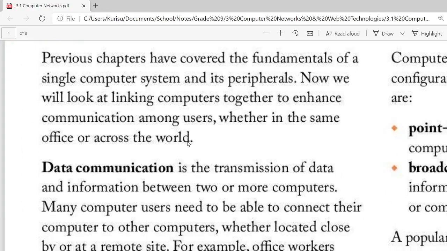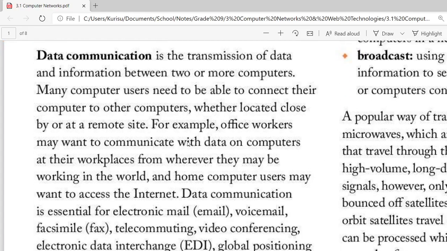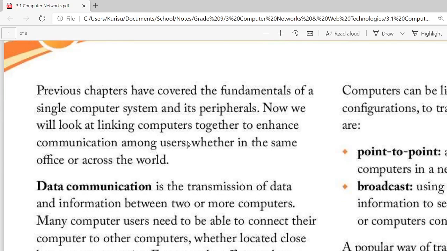So, to get us started, we can have someone read for us two paragraphs. Let's have Anaya. Can you read for us?